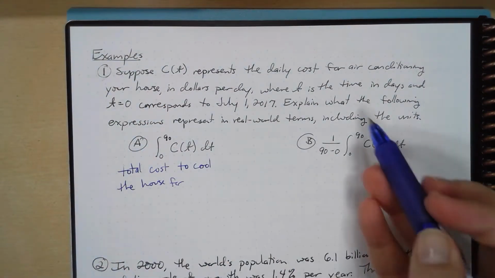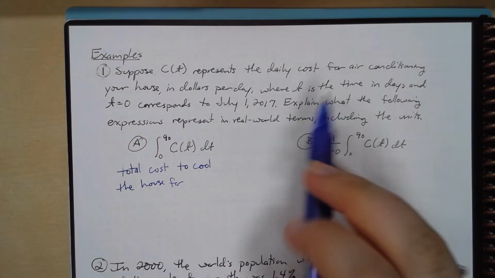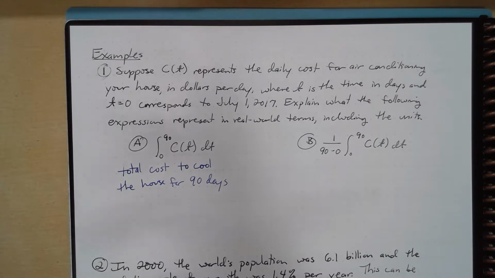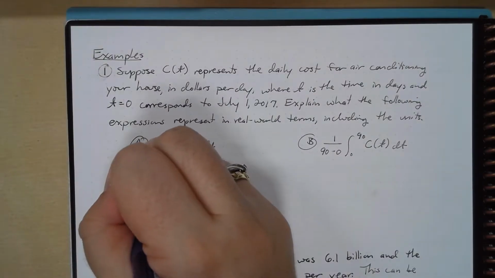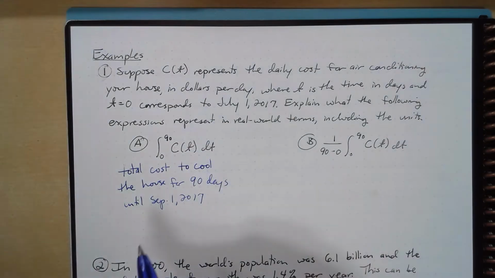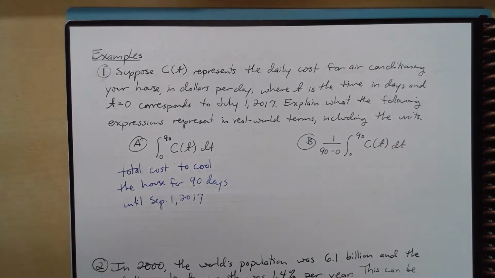for t, time, of 90 days, right? For 90 days, so 3 months, July, August, September, so until September 1st, 2017. The total cost to air condition the house for 90 days. You understand the idea. You can write it how you want.